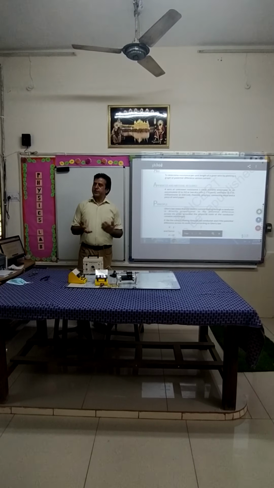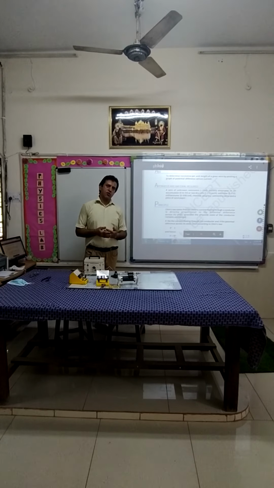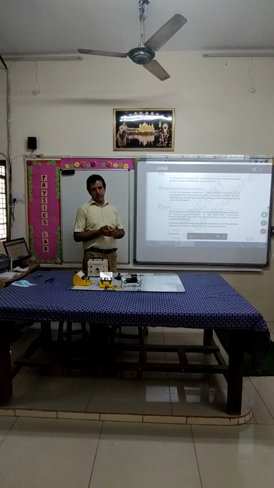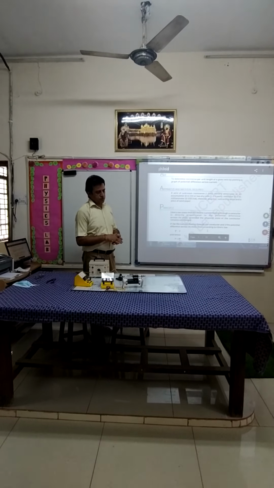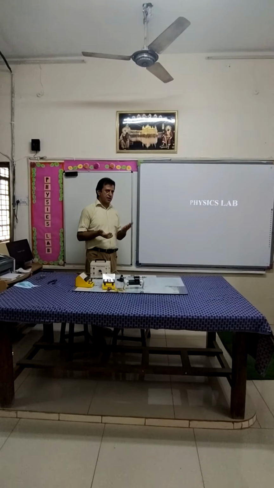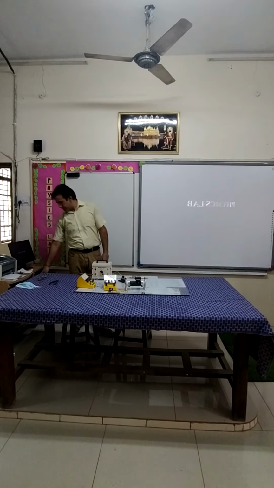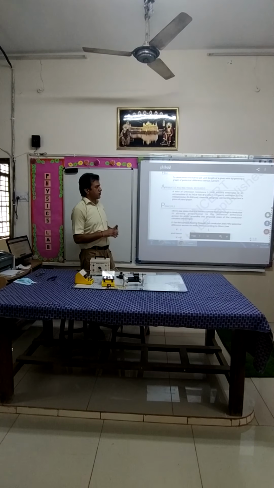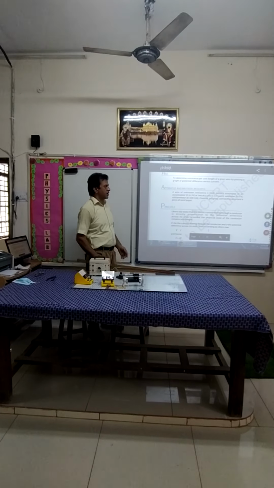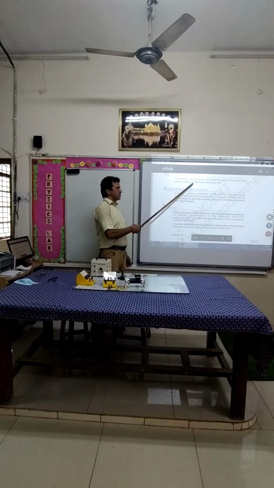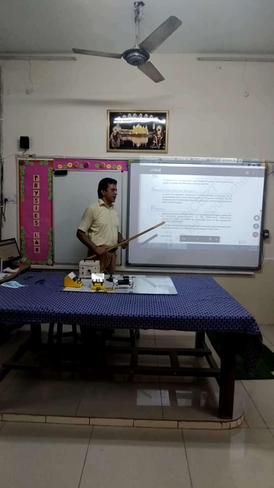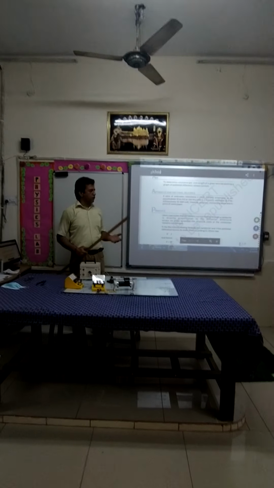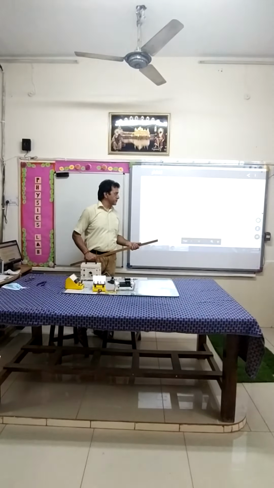And second, we are familiar that Ohm's law can be applied only for a simple circuit. So we can prove Ohm's law with the help of this simple circuit. So what is our aim? Our aim is to determine the resistance per unit length of the given wire by plotting the graph of potential difference versus current. That means we want to draw the graph between the potential difference V and current I.